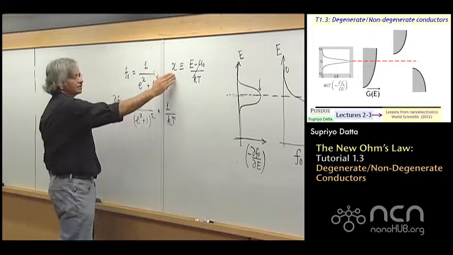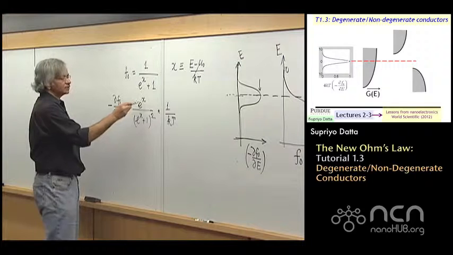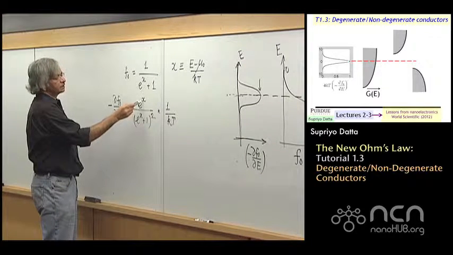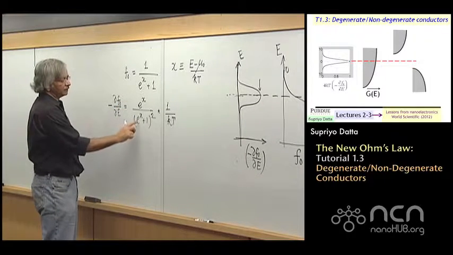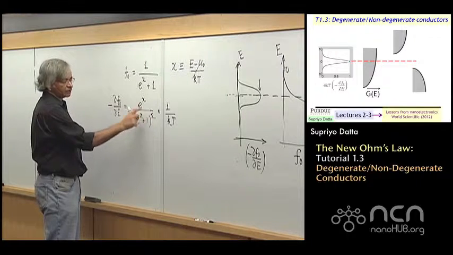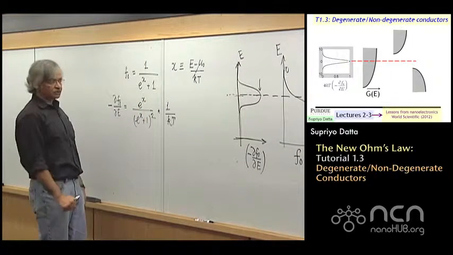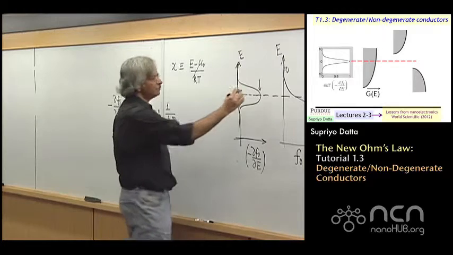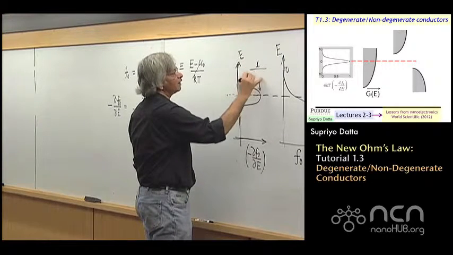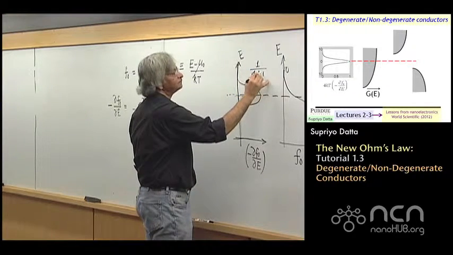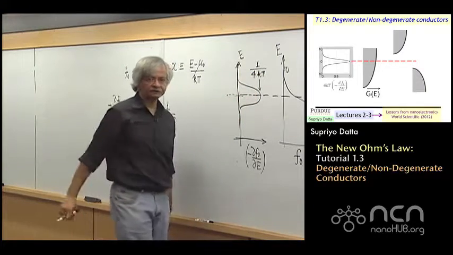And that's the point where x is 0. And when x is 0, e to the power 0 is 1. And this is 1 plus 1, 2 squared. So that's like 1/4. So what you can see is that the peak value is like 1 divided by 4kT. That's the nature of this function.